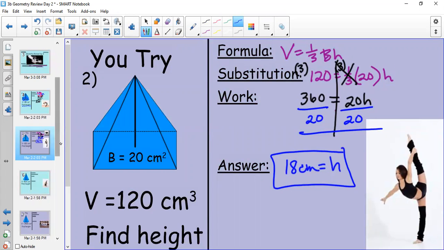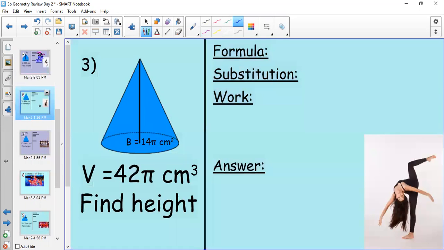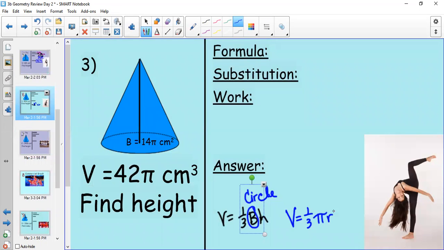Okay, so let's get a little bit trickier. The pyramids are usually the easier of the ones. We're going to start going to cones. Those are the toughest. So cones, they have two formulas. They have 1/3 base area height, just like a pyramid. Now, cones, since the base is always a circle, sometimes they take out that base and they put in the area of a circle. And the area of a circle is pi r squared. So again, either option you can do.